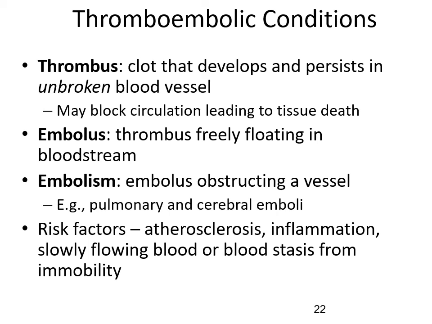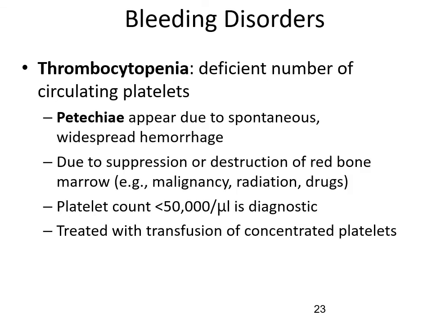And the risk factors for thromboembolic conditions are atherosclerosis, building up plaque on the interior walls of blood vessels, inflammation, slowly flowing blood or blood stasis from immobility. Thrombocytopenia is a deficient number of circulating platelets. And sometimes people will present with petechiae. These are little pinpoint red spots on the skin which appear due to spontaneous widespread hemorrhage.